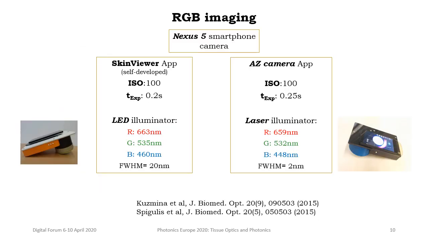RGB images were captured by Nexus 5 smartphone camera under subsequent red, green and blue illumination of LED prototype using specially developed smartphone app Skin Viewer. Snapshot RGB images were captured under simultaneous illumination of red, green and blue laser line of laser prototype by AZ camera app.